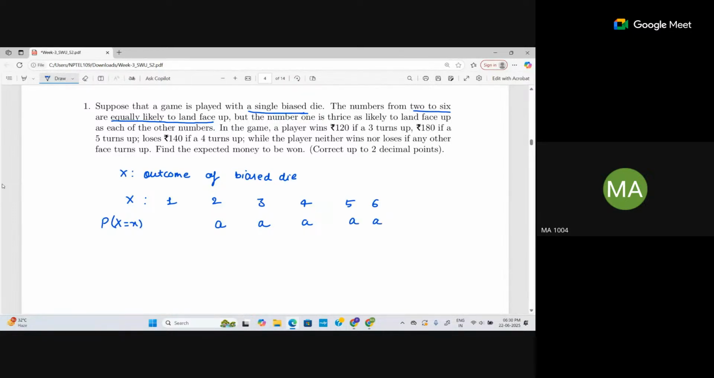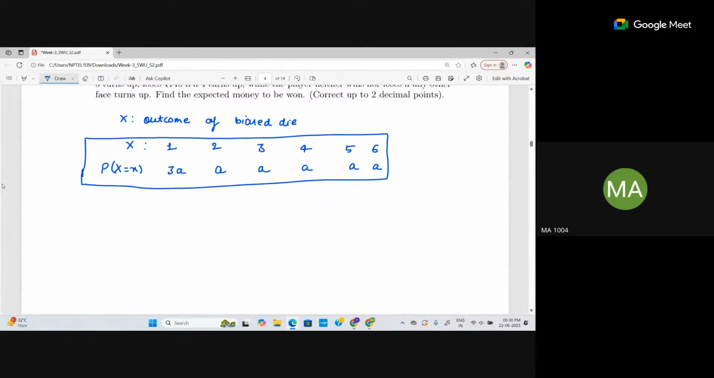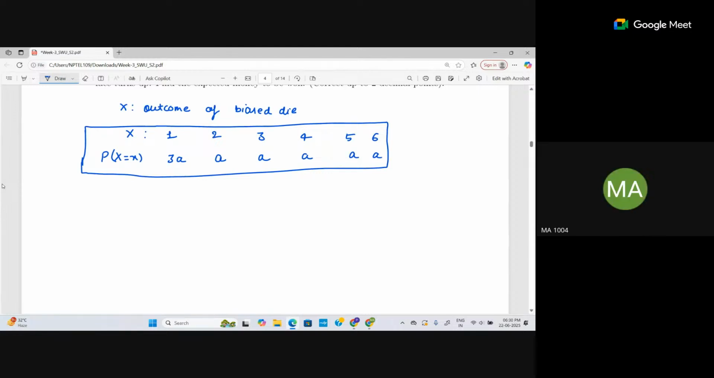And for 1, it is thrice as likely to land face up. So what will be this probability? 3a, right? By using the property of a PMF, we can find the value of a. How will we find the value of a? The summation of all probabilities equals 1. So 3a, and these are 5 times a. So 3a plus 5a should be equal to 1. From here a will be equal to 1 by 8.